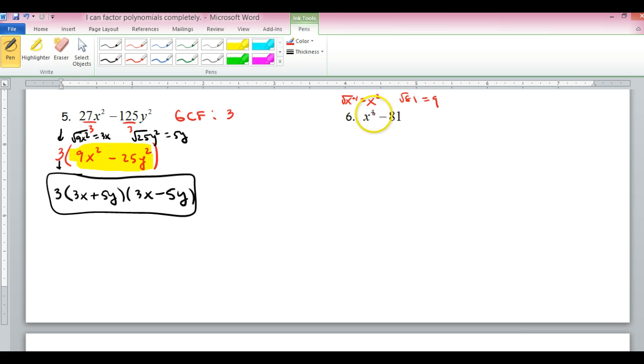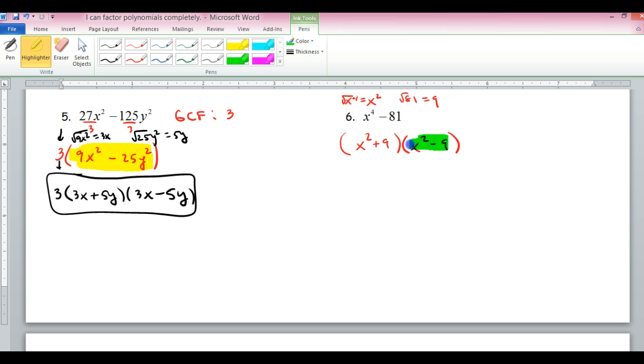So when I factor this, since it's a difference of two squares, once I find the square roots, I basically add the square roots and I subtract the square roots. Now it looks like the problem's done. There's no GCF, I factored it, but when you look at the first binomial factor, x squared plus 9, that's not a difference of two squares.